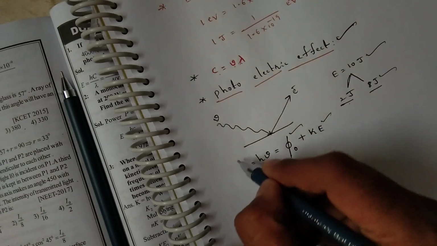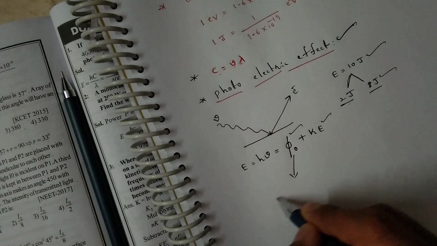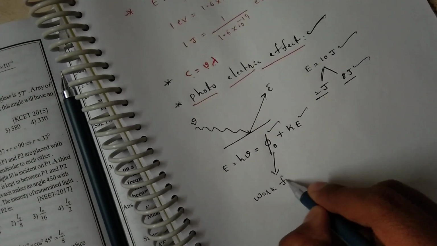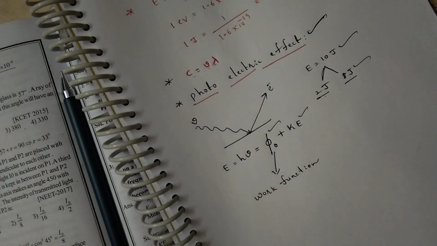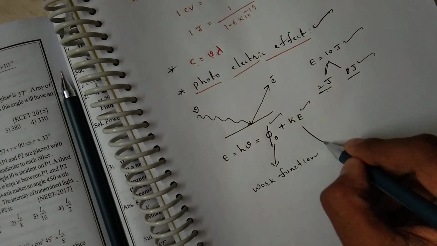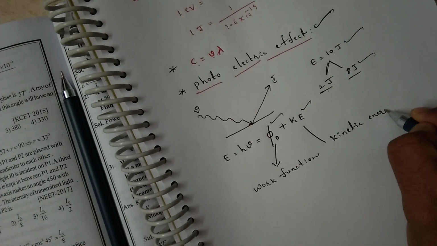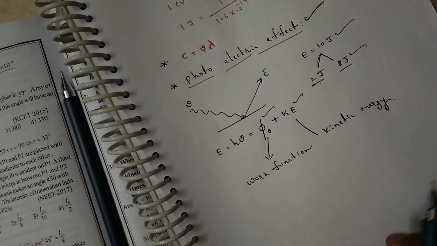This is one of the important formulas once again. Phi naught is called the work function. Got it? KE represents kinetic energy. Phi naught represents work function. KE represents kinetic energy. Okay, done.